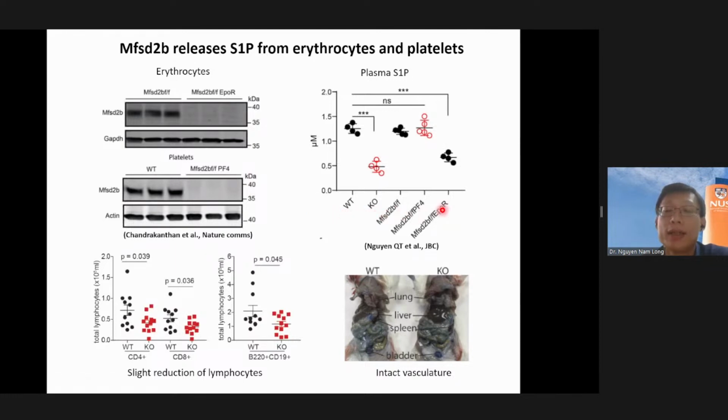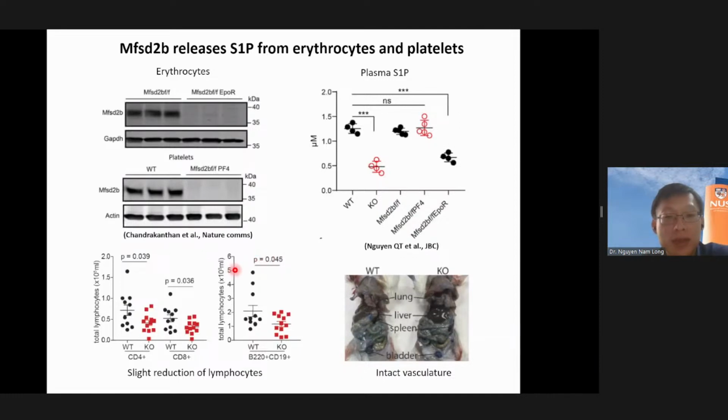We wanted to see which cell types are the major contributors to S1P levels. As I summarize here, this is the wild type, and the global knockout mice have about 50% S1P reduction. As you can see, when we knock out MFSD2B in erythrocytes, the S1P level is reduced by about half. So in this case, we think that S1P released from the erythrocytes is probably the major source contributing to plasma S1P.